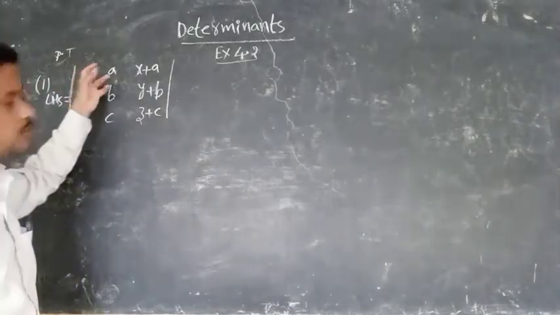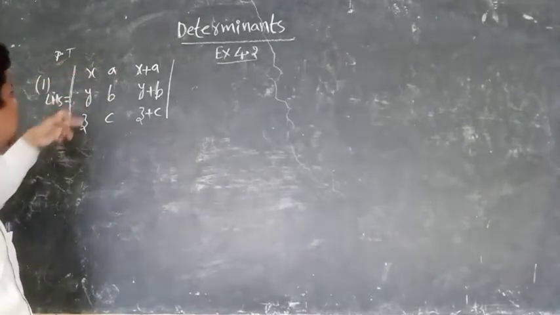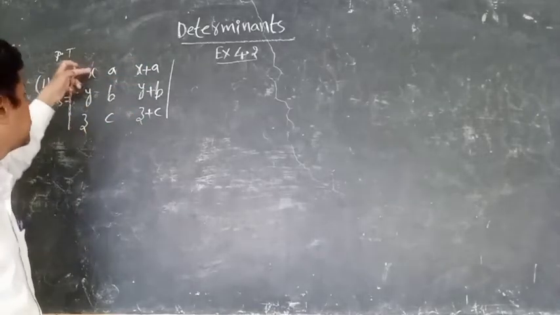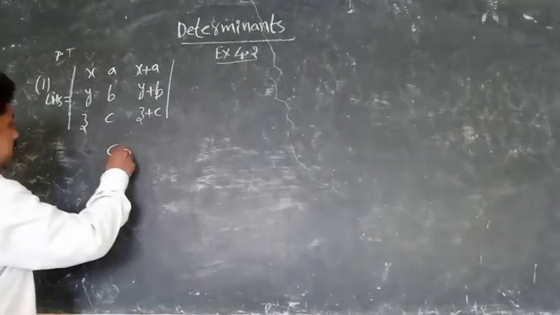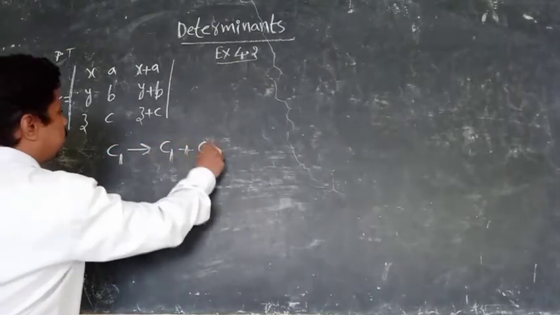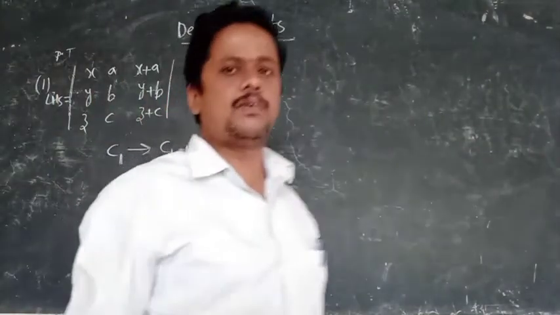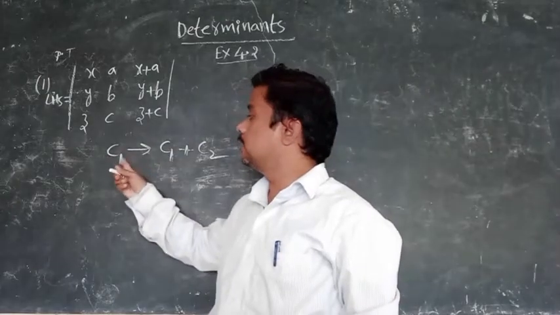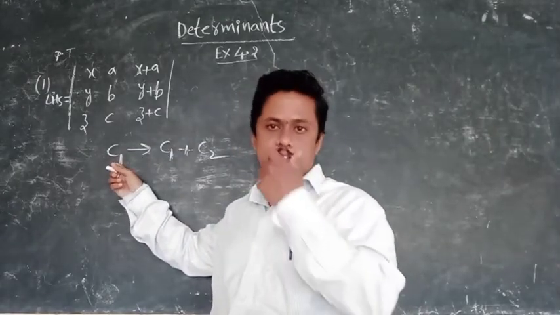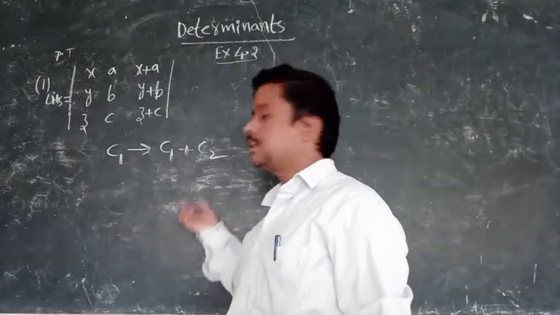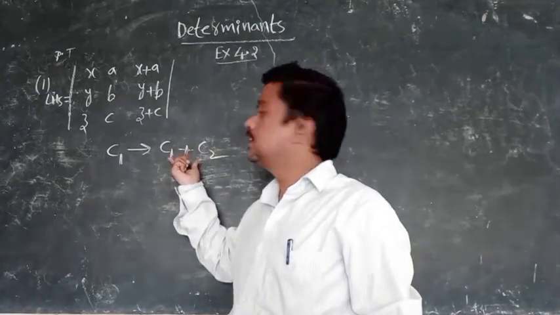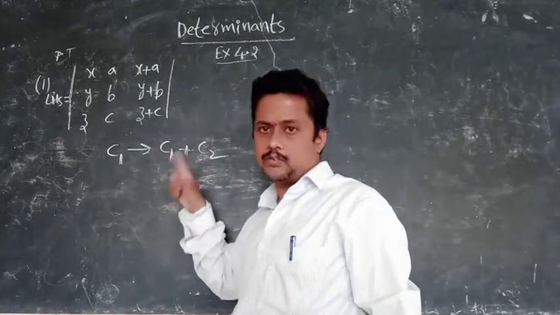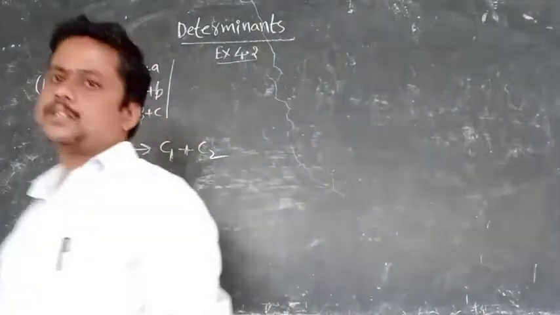So the first property is there. This is column 1, this is column 2, column 3. Let us observe column 1 and column 2. C1 implies C1 plus C2. What is the meaning of this? It means column 1 is changing. How is it changing? C1 plus C2: corresponding elements of C1 and C2 should be added. For this purpose, I will tell you how to do it.